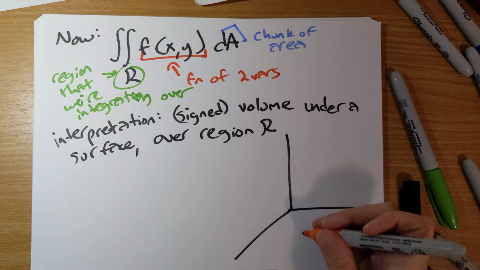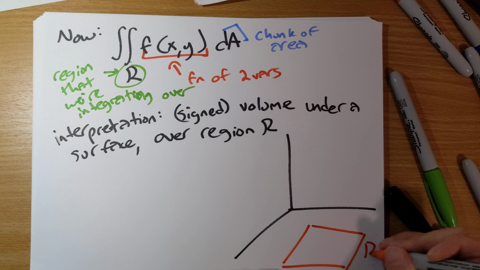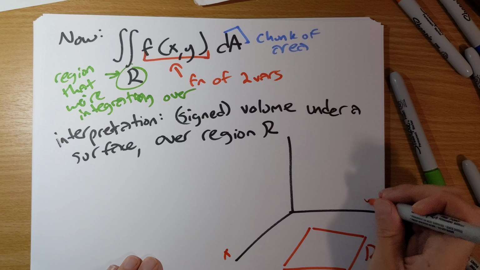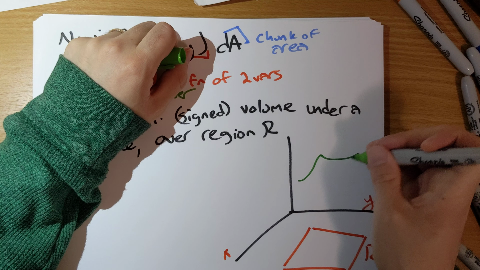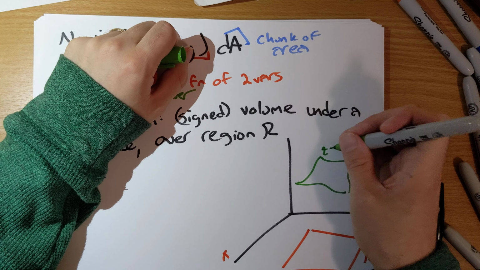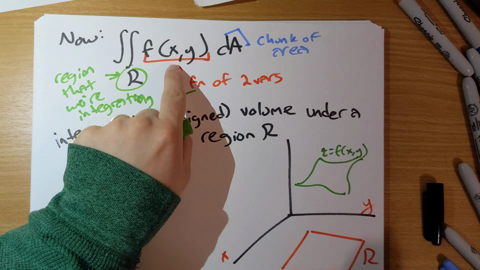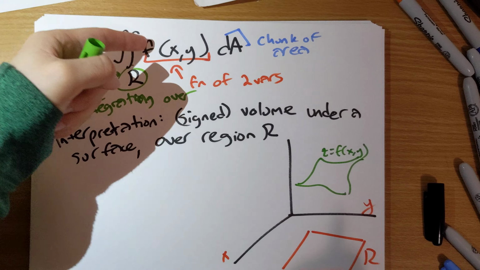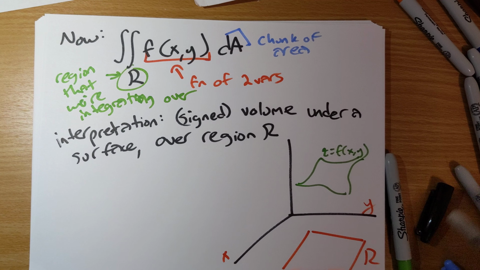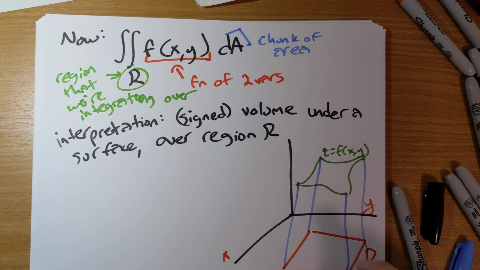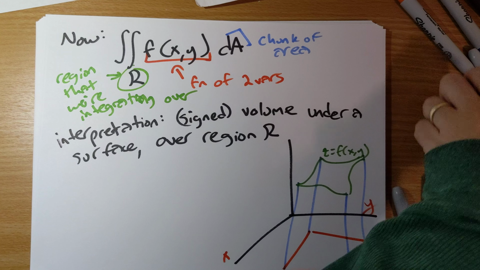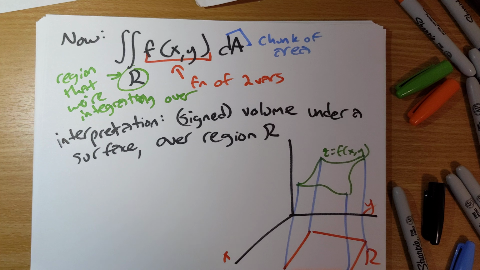Okay, here is some region R in the xy plane, and we have some surface flowing up here in space. This surface is z equal to f of x, y. So we're defining this surface through our function of two variables. And so this double integral is going to give us the volume under the surface over this region R. So this is the interpretation.